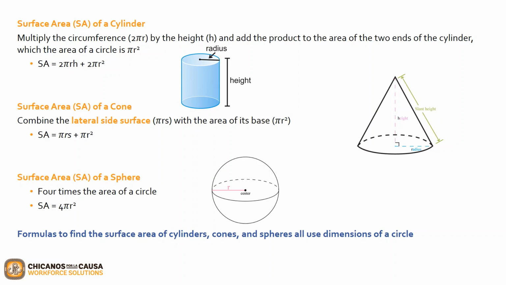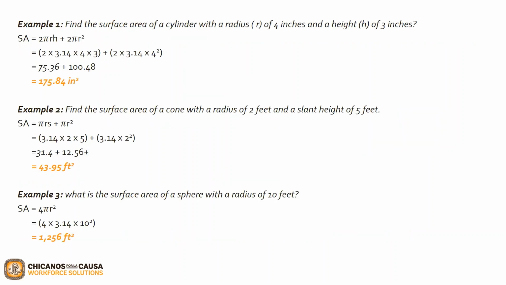Let us practice finding the surface area of a cylinder, a cone, and a sphere. For example 1, we have find the surface area of a cylinder with a radius of 4 inches and a height of 3 inches. So we're going to start off by writing out our formula. Remember the formula to find the surface area of a cylinder? It's 2 times pi times radius times height plus 2 times pi times radius to the second power. So we're going to substitute all of our values for the variables.